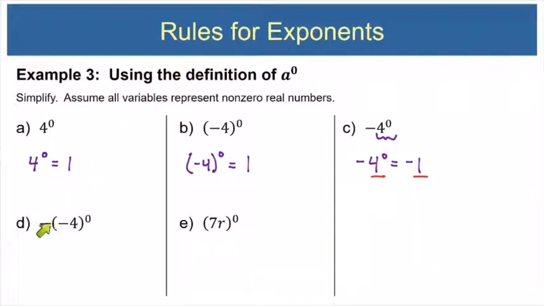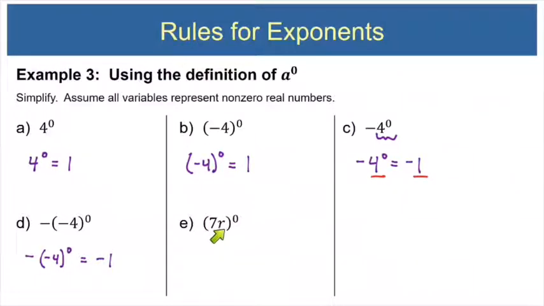Down here in part D, you might be tempted to say negative times negative is positive, and you might be tempted to make that positive. But remember that order of operations requires us to simplify all exponents first, and then we can deal with multiplication. So what's being raised to the 0 power here? Just the parentheses. So anything raised to the 0 power is 1. So what we have here in parentheses being raised to the 0 power is going to become 1. But again, we have this negative sitting outside. So this final answer is going to be negative 1.